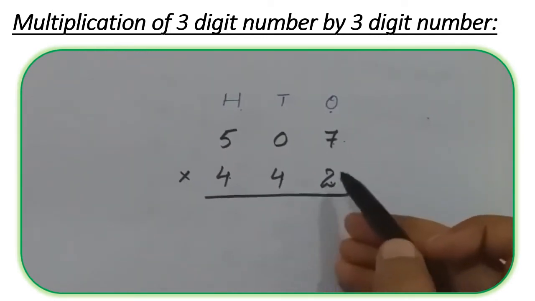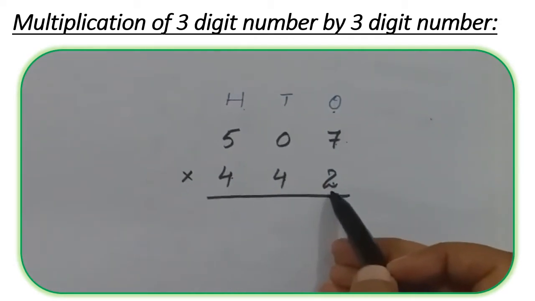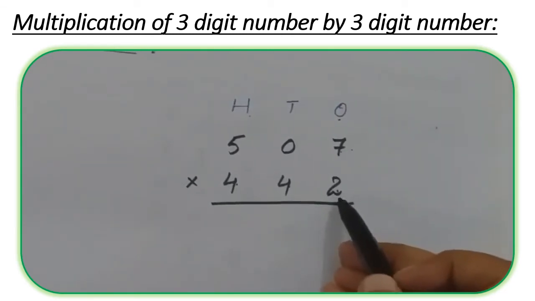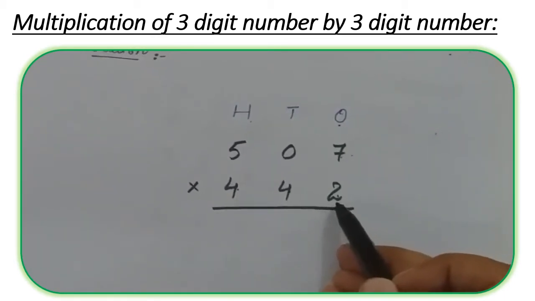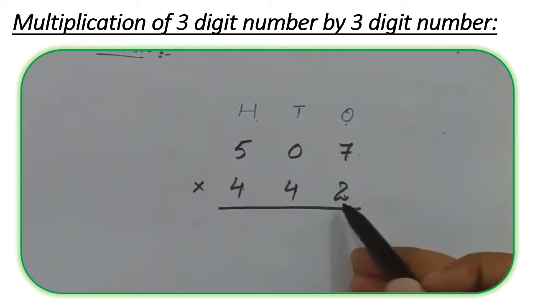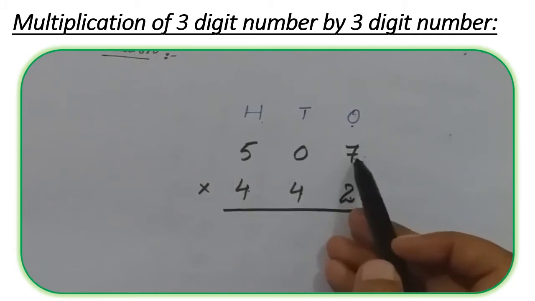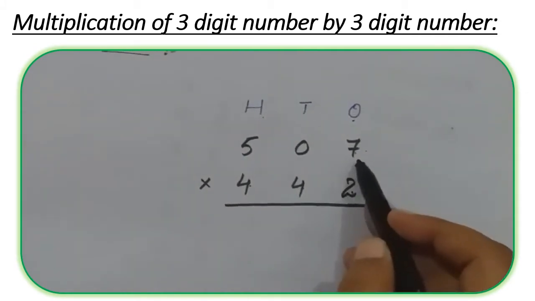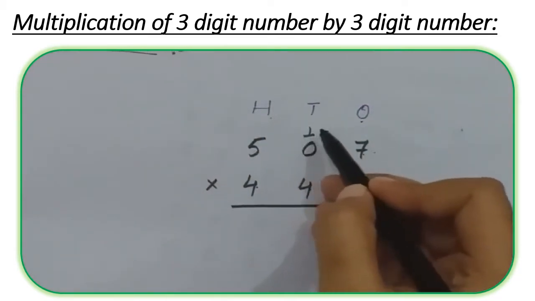In step number 1 we will multiply the whole multiplicand by the 2. 2 is in the ones place. We always start our multiplication from the digit which is in the ones place. So here 2 is in the ones place, so we will start multiplication by 2. Let's start. 2 sevens are 14. So we will write 4 here and 1 will be carry.